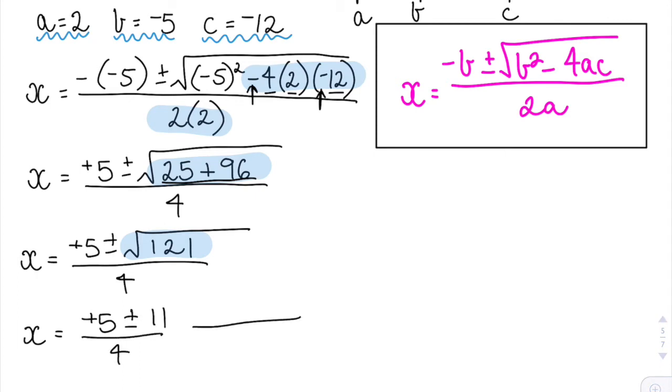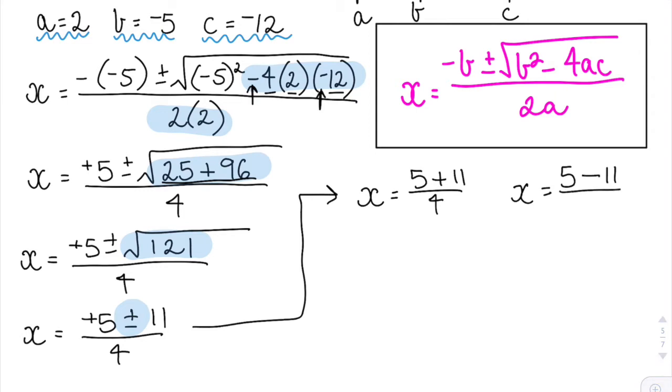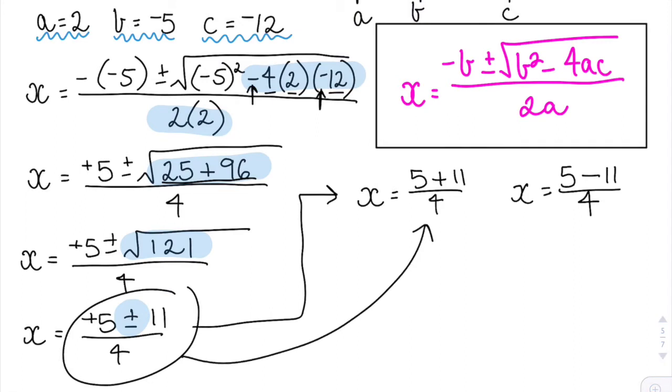Okay, so we're coming to the end of our problem. I'm just going to work our way over here. Because we have a positive and a negative, this tells us that we're going to have 2 different values for x. So I'm going to separate this and write 2 equations. We've got x equals +5 plus 11 on 4. And now we've got to use the negative. So x equals +5 minus 11 on 4. So I split this into 2 equations, one with +11 and one with -11.